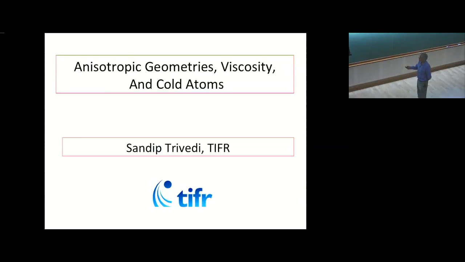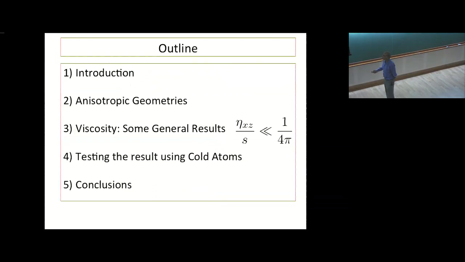So the topic is anisotropic geometries, viscosity, and cold atoms. I'll begin with an introduction, tell you a little bit about anisotropic geometries in the context of AdS/CFT, give you one rather simple example which will then lead into the rest of the discussion, then tell you about how viscosity behaves for systems which admit these anisotropic geometries as dual descriptions. And it turns out that the viscosity can do something really quite different from the isotropic case, and it can do this in quite a generic way.